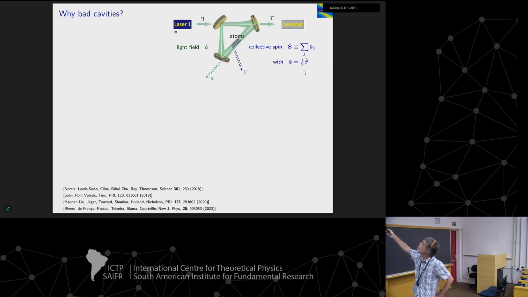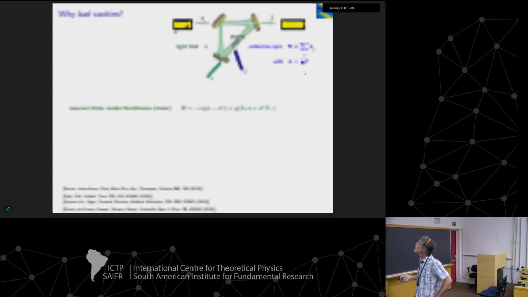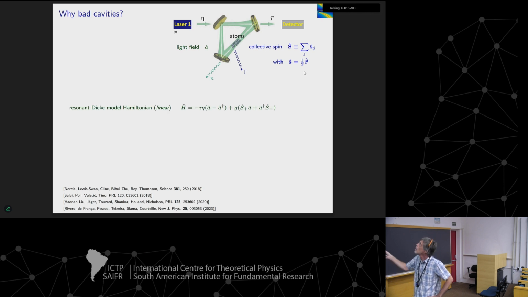Okay. So then we have a cavity mode, which is described by operator A, and we have a collective spin, which is just the sum of the individual atomic spins. All the spins interact with the field in the same way, so we can employ the so-called Dicke model. This is the Hamiltonian of the Dicke model. The first term is just the pumping of the cavity by the laser. So it's a coherent contribution, but the most interesting part is the atom-light interaction.